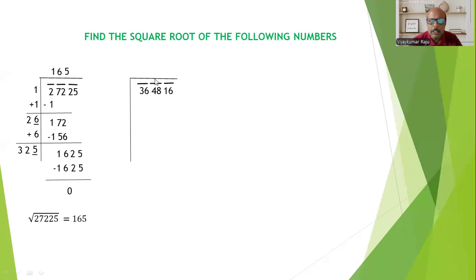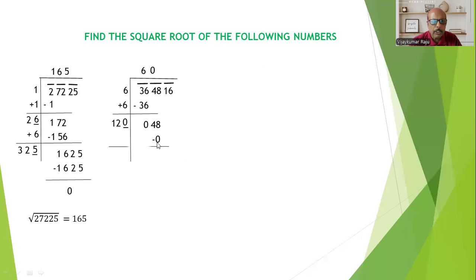You know 6 6s are 36. Take 6 6. How much? 6 6s are 36. Put it. Subtract. 0. Add 6. 12. Bring the next number down. 48. Now you see here, 1, 2, if I take a number, it is 120 something. But here I'm having only 48. So it doesn't go well. I cannot take even 1 here. So what I do, best number is 0. 120 into 0 is 0.